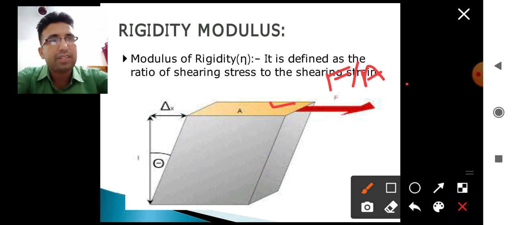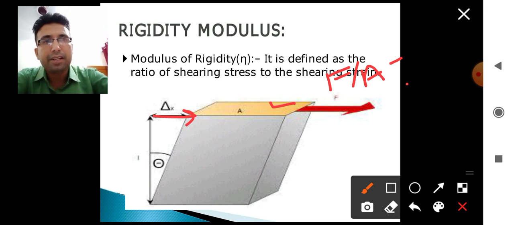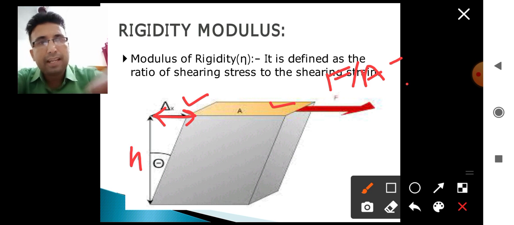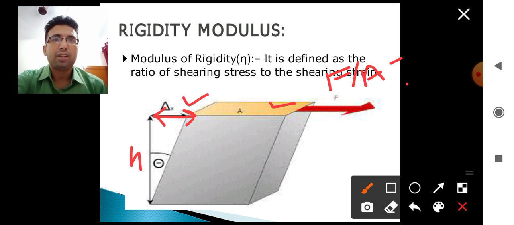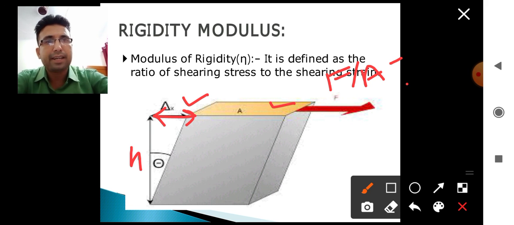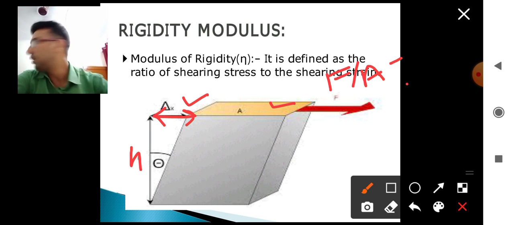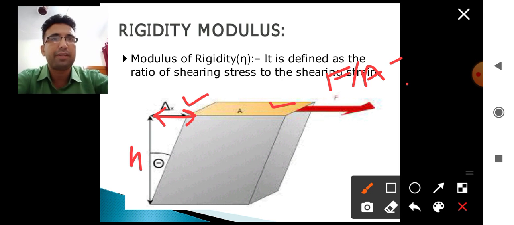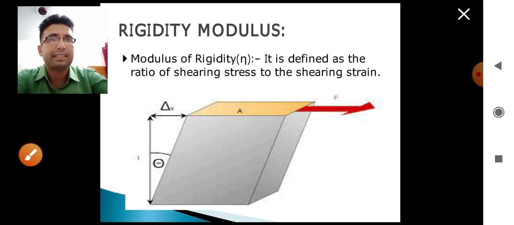Now second is the tangential strain produced in the body. It is simply the lateral displacement delta x divided by h, where h is the height of the cube. Delta x upon h represents the shearing strain. Simply put this value in the formula and you will calculate the value of the modulus of rigidity.